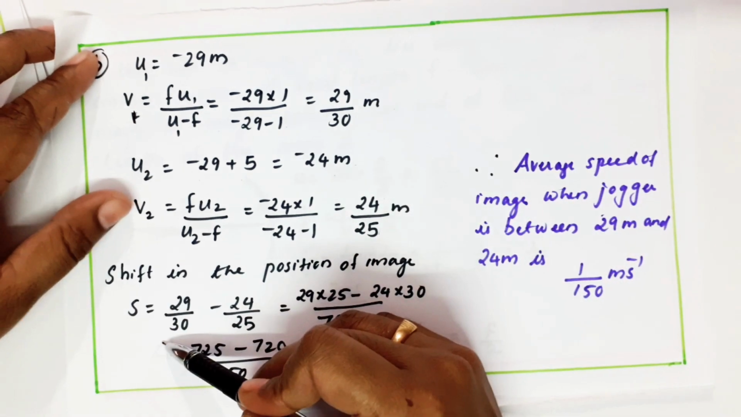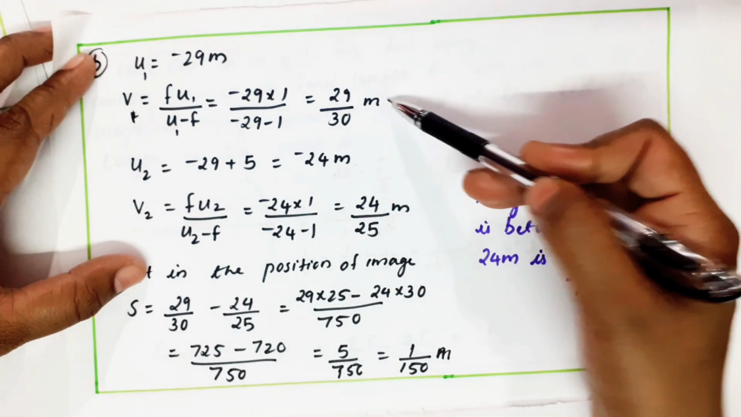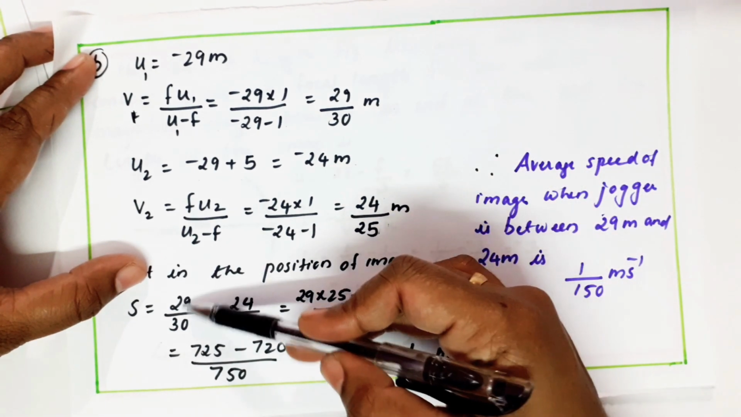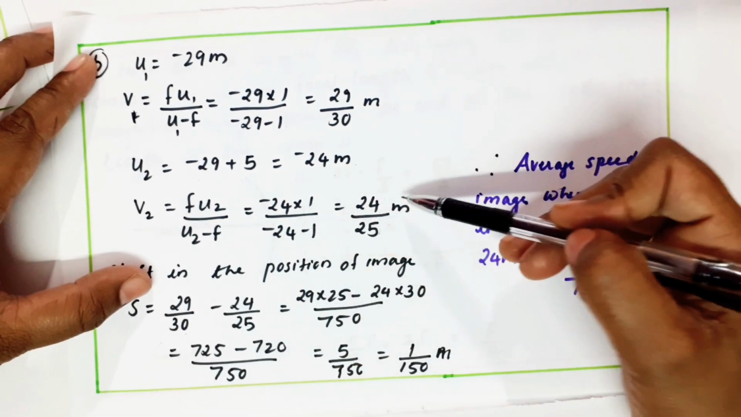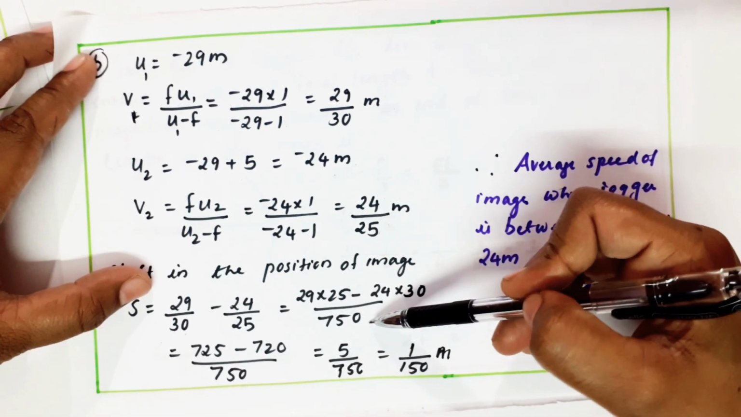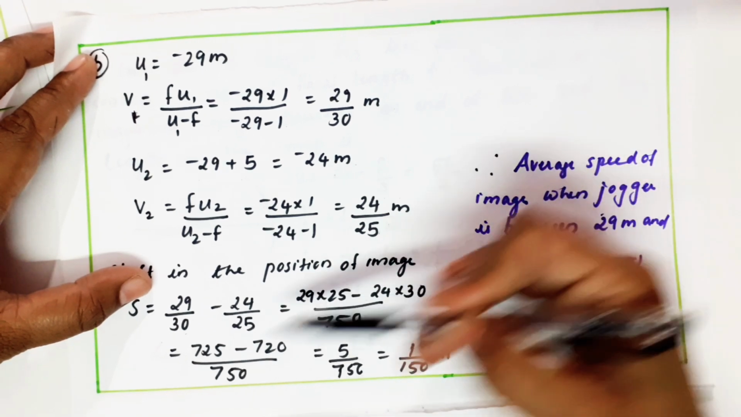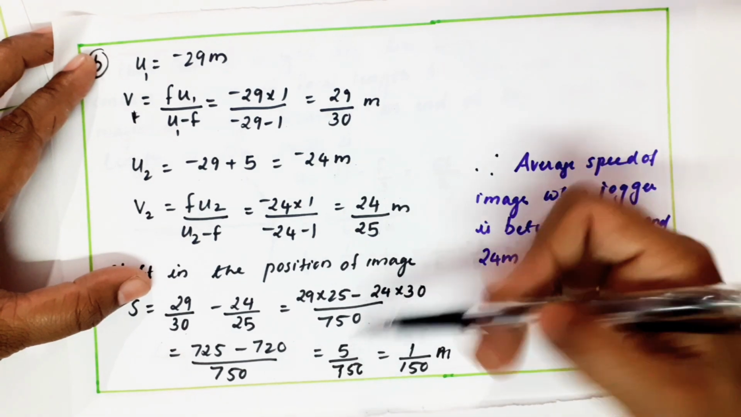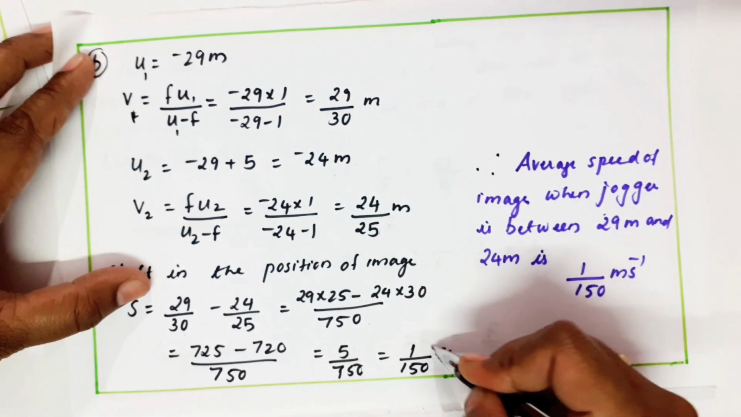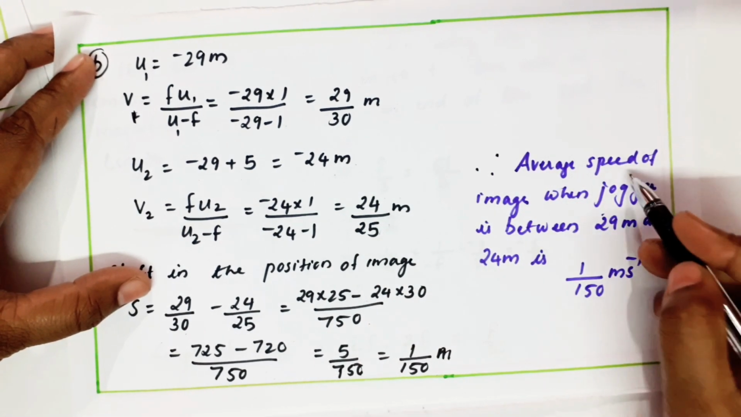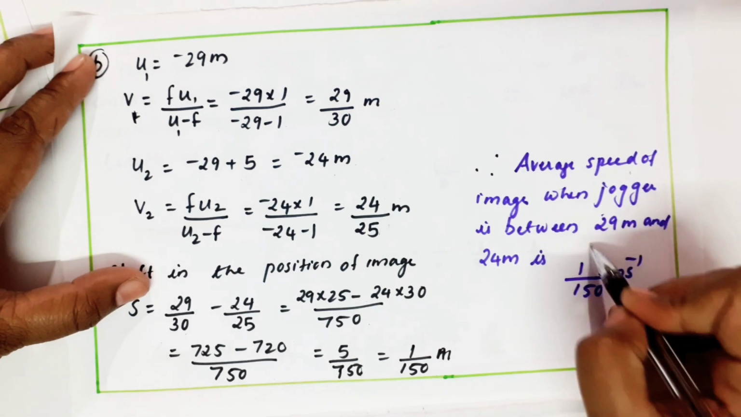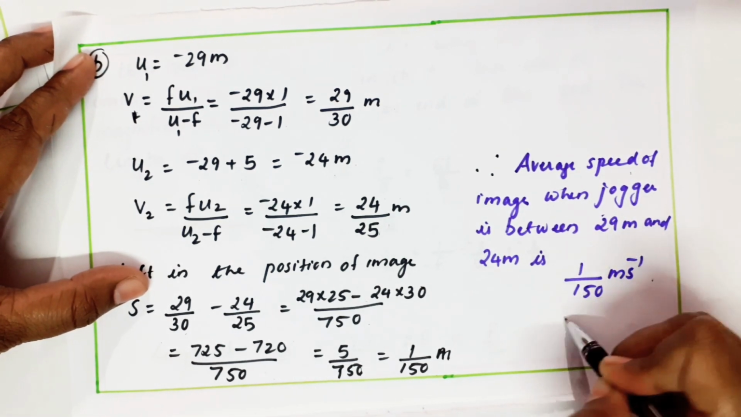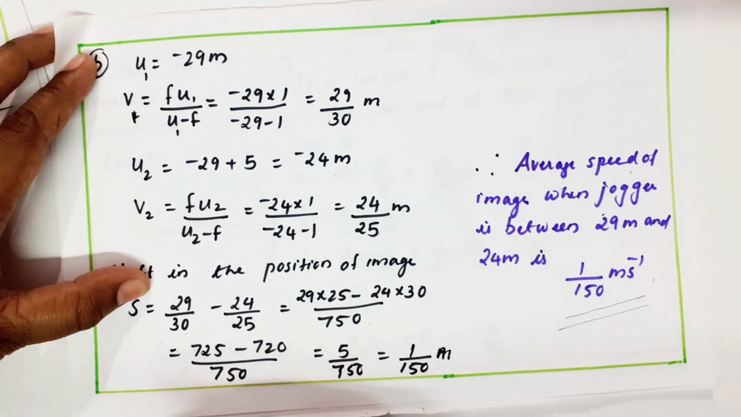Then you find the shift. The shift is nothing but subtracting these two. 29 by 30 minus 24 by 25. LCM is 750. Solve it. We are getting 725 minus 720 by 750. That is 5 by 750, that is 1 by 150. If you want the average speed, 1 by 150 divided by 1, that is 1 by 150 meter per second.